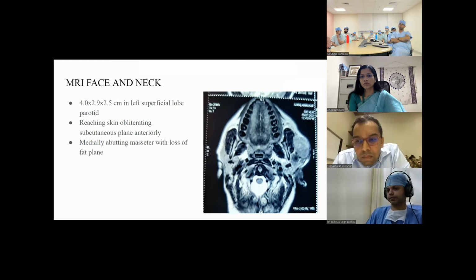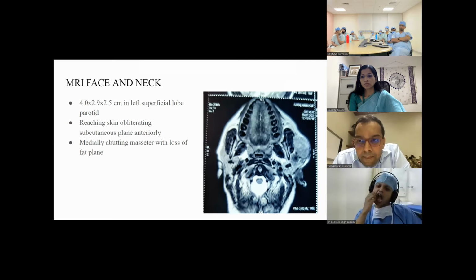And why not a submental flap? Submental flap also. If it is an N0 neck, then we can plan for a submental flap. You are in any way not going to handle level 1A, yes. Right? Yes, sir.